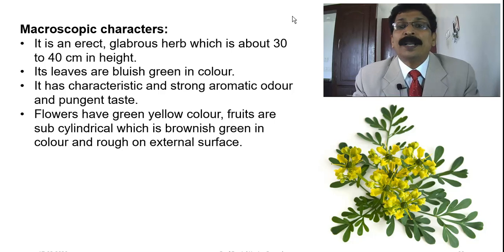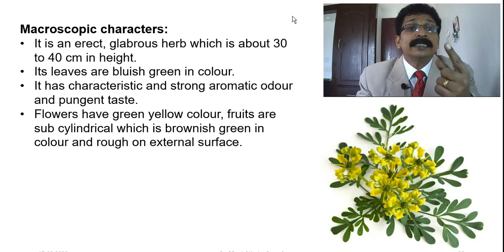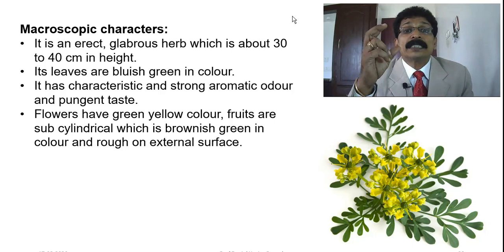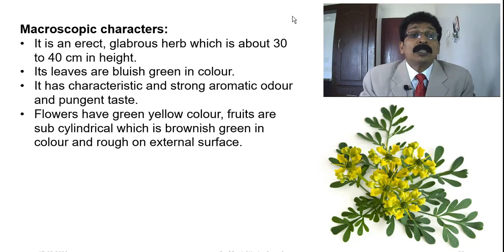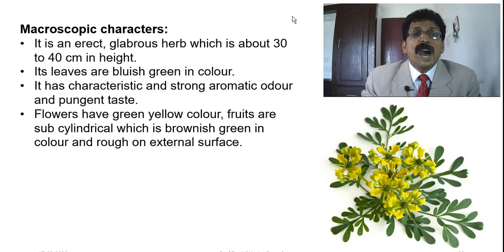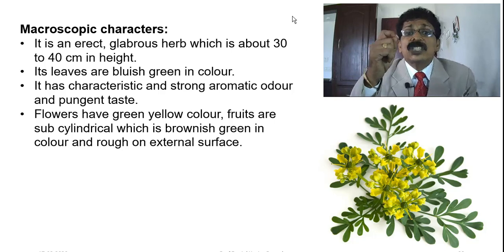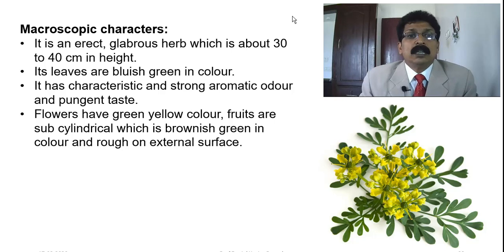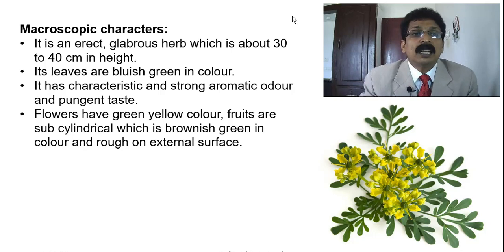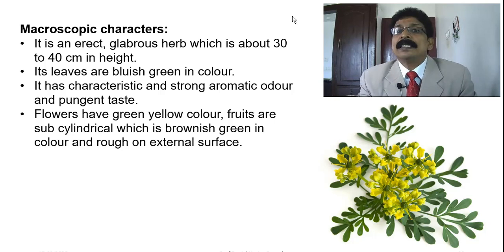See these macroscopic characters of our plant. It is an erect, glabrous herb about 30 to 40 centimeters in height. Its leaves are bluish green in color. It has a characteristic strong aromatic odor and pungent taste. Flowers are greenish yellow in color. Fruits are sub-cylindrical, brownish green in color and rough on the external surface.